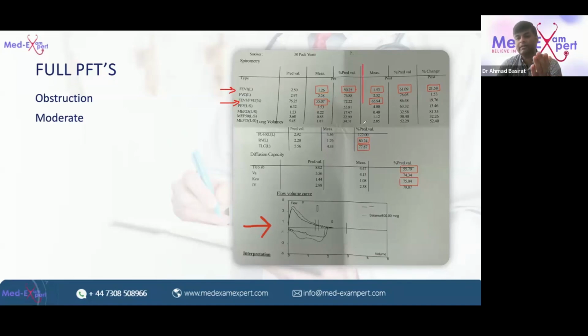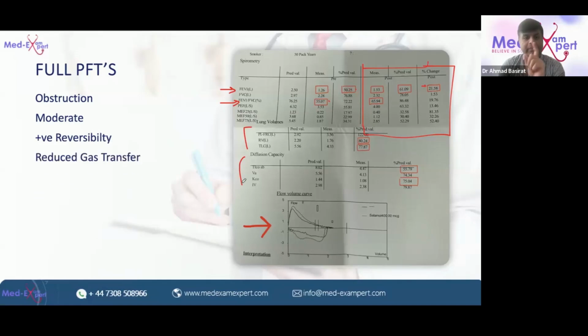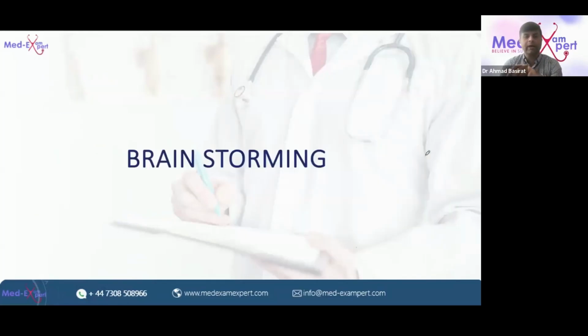Then you see this is the reversibility part. We were talking about 12% reversibility in FEV1. Here, this is 21% reversibility. So this is reversible, so most likely we are dealing with a case of asthma here. But then you go on to the second part, which is the lung volumes and diffusion capacity. I can talk to you about that later on when we go through the respiratory system in the lectures. So overall, in these PFTs, you can see there's an obstruction, moderate obstruction, positive reversibility, reduced gas transfer. This is gas transfer, so that's reduced. So this is basically consistent with asthma COPD overlap.